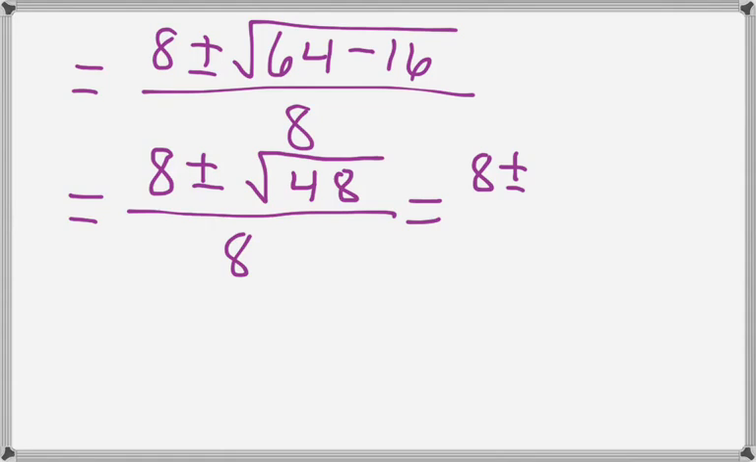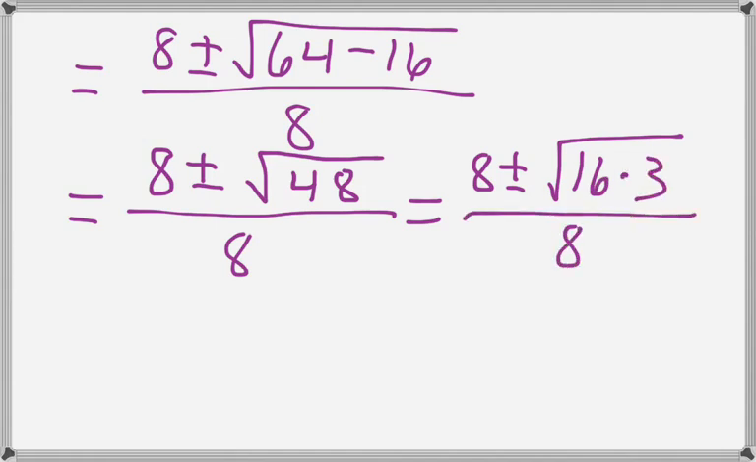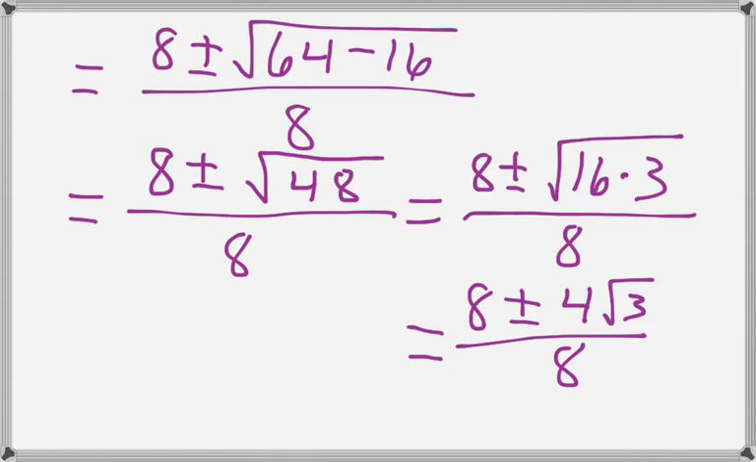So if we think of 48 as 4 times 12, well then 12 is actually 4 times 3. So since we have two factors of 4, let's do 16 times 3. So then square root of 16 is 4. So we have 4 times the square root of 3.